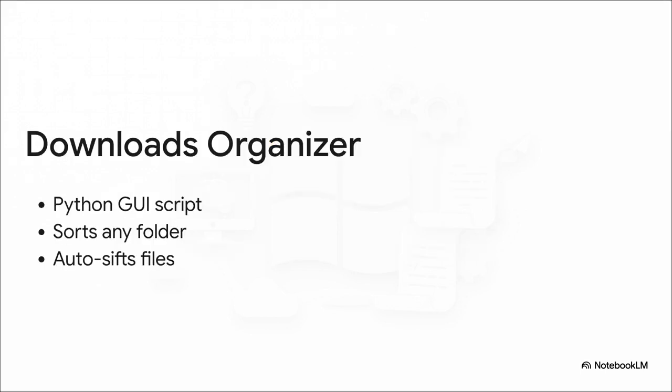The AI whipped up a handy little utility called Downloads Organizer. It's a completely lightweight Python-based script, and it even comes with its own slick graphical user interface. And while it was initially designed for the Downloads folder, you can just point it to any path, and it flawlessly sorts any folder on your system, even a totally chaotic desktop.